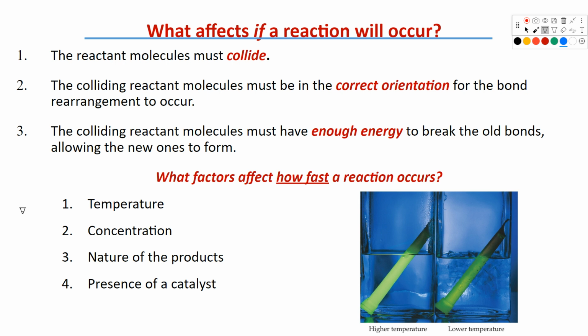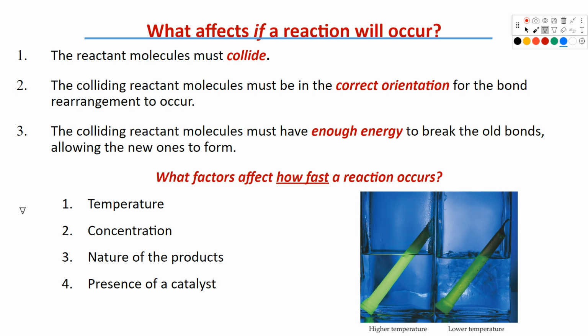Perfect. Okay, so there are 3 things that affect if a reaction will occur, and there are also things that we talk about that change how quickly or how fast a reaction will occur. So for a reaction to occur, number 1, those reactants must collide. So they have to run into each other. Anything that is in the solid form typically isn't going to have a reaction. Like if you put 2 solids together, most of the time there's no reaction. That's because they aren't moving very much and they're not going to run into each other. So number 1, they have to collide.